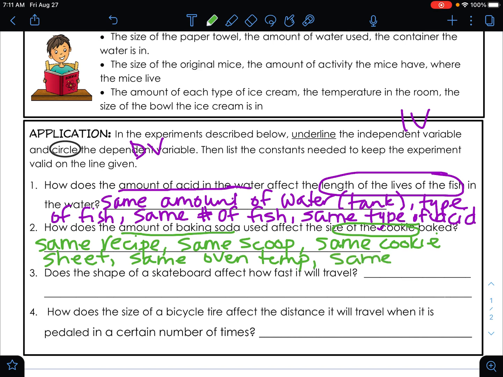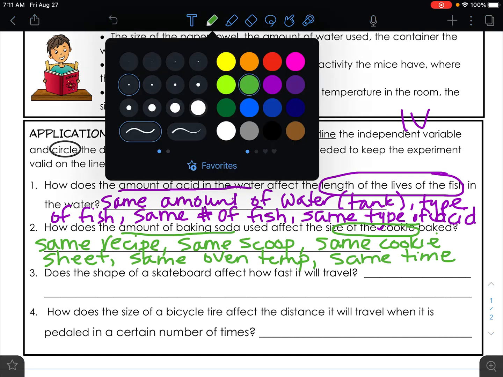And we need to have them cook the same amount of time. So everything is going to stay the same. We're going to have the same recipe. We're going to put the same amount of cookie dough on the cookie sheet. We're going to use the same cookie sheet, the same oven temperature, the same oven. We're going to cook it in the same amount of time. But the only thing that's changing is the amount of baking soda that's added to that recipe. And does that affect the size of the cookie?